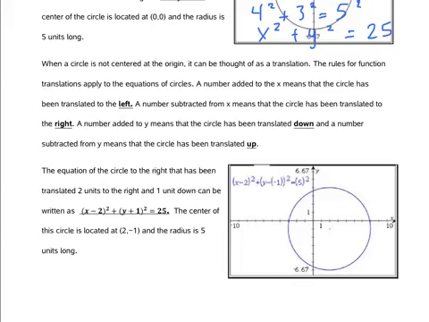So here on this picture of the blue circle, we have a circle that has the center coordinates of (2, −1). So the equation would be written, since it's been moved to the right 2, (x − 2)² plus, and since it's been moved down 1, (y + 1)². And the radius is still 5. So this circle that's blue is a translation of the circle that we were working with before.